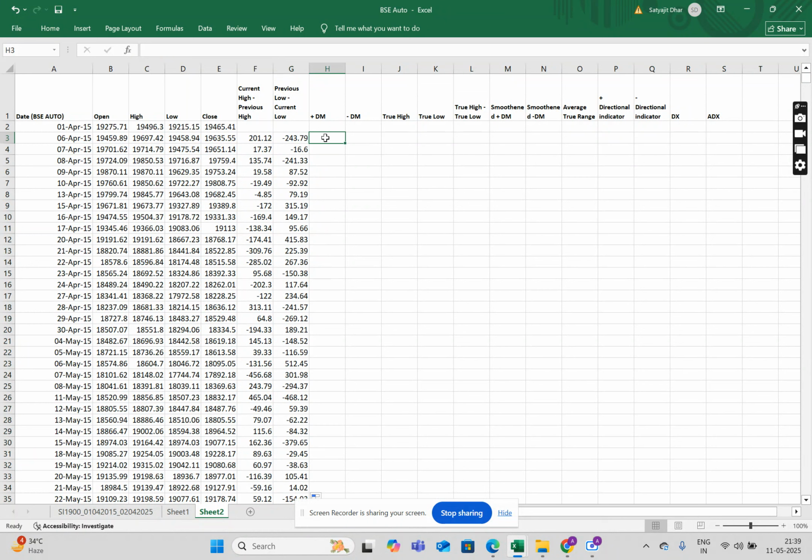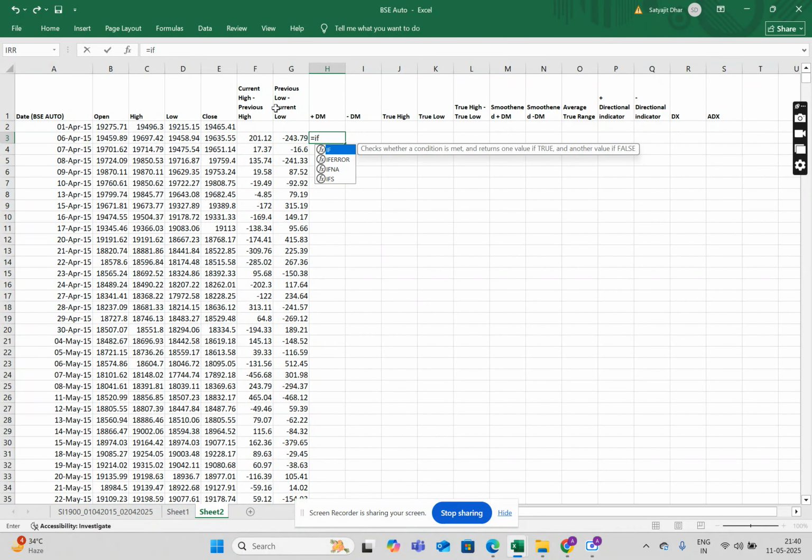Now plus DM. This requires a little bit of your attention. It basically shows that if current high minus previous high is more than previous low minus current low, then it will give us the value of current high minus previous high, given that current high minus previous high is positive. So it basically gives us the value of the greater of the two.